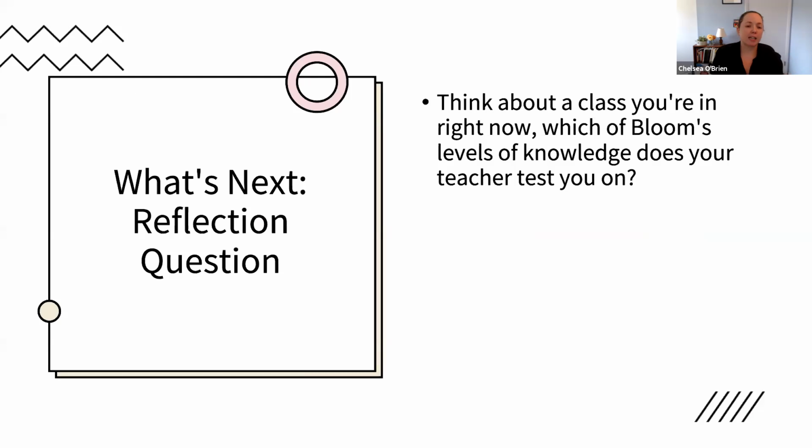All right, so what's next? We've gone through this little lecture on Bloom's taxonomy. We've learned a little bit about how you might have to expand the way you learn. I'm going to ask you to write a reflection question in Blackboard. It's an assignment. I want you to think about a class you're in right now. Which of Bloom's levels of knowledge does your teacher test you on?